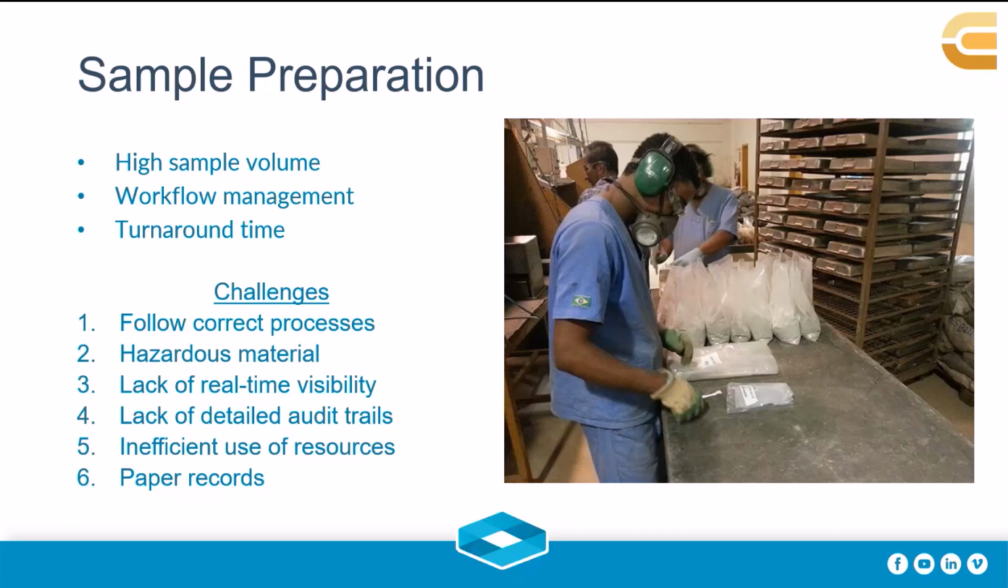Then, without this detailed sample tracking, resources actually need to manage and track those samples in this sample preparation process, whereas those staff could be used elsewhere in the laboratory. And paper records obviously are commonly used in sample prep and often used to track the status and preparation. Again, they can be lost or damaged.